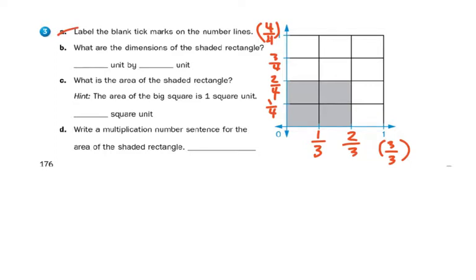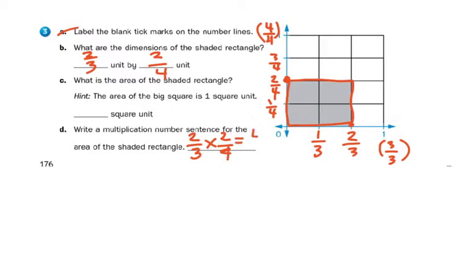So I've done that. What are the dimensions of the shaded rectangle? It is 2/3, stops right here, by 2/4. What is the area of the shaded rectangle? I'm going to skip down to D because that helps me answer C. Write a multiplication number sentence for the area of the shaded rectangle. So again, it's 2/3 of, or multiplied by 2/4.